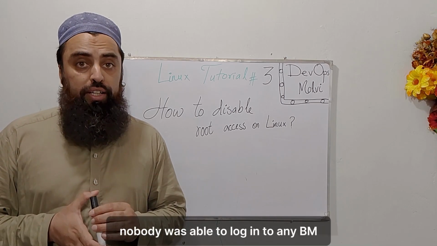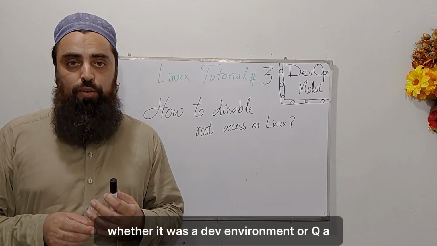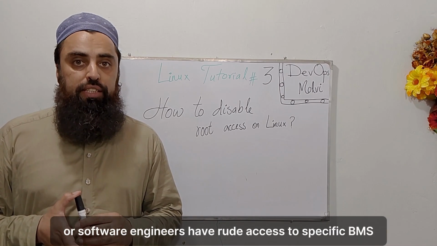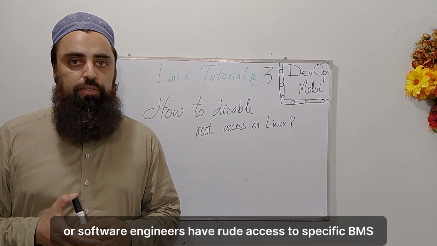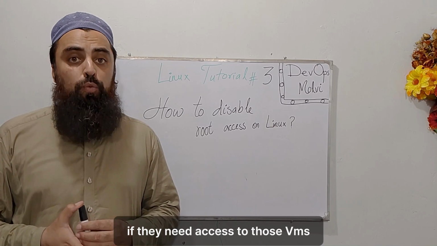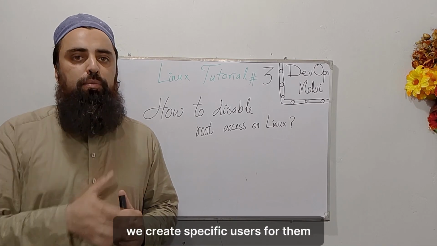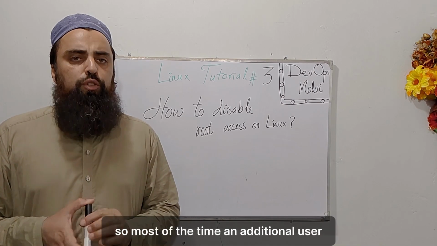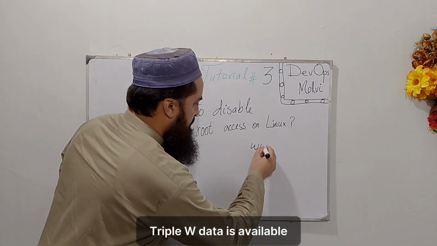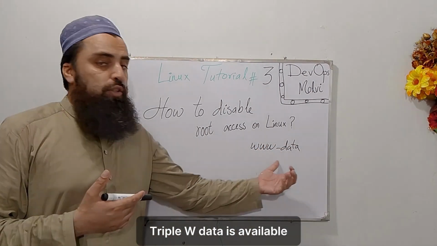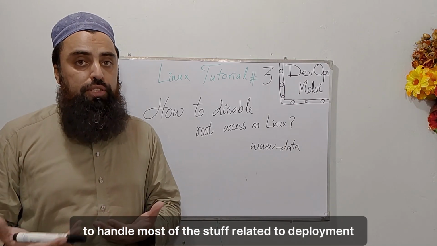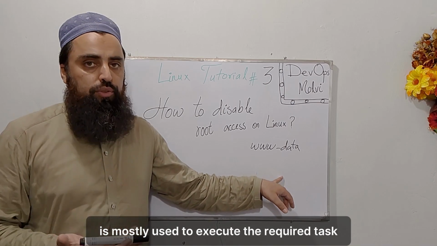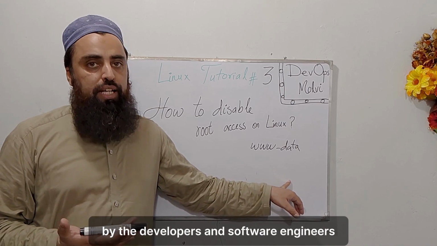Nobody was able to log in to any VM, whether it was a dev environment or QA or staging or prod. None of the developers or software engineers have root access to specific VMs. If they need access to those VMs, we create specific users for them. That is the normal practice which is observed in any company or IT firm. So most of the time, an additional user www-data is available to handle most of the stuff related to deployment or installations. That additional user is mostly used to execute the required tasks by the developers and software engineers.